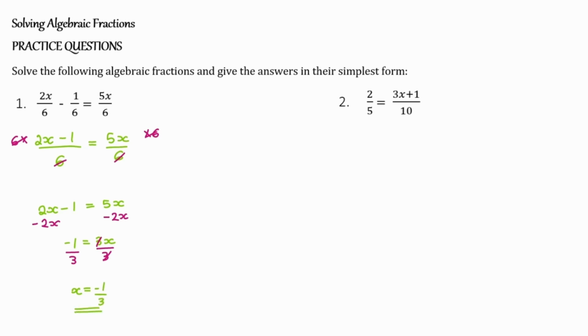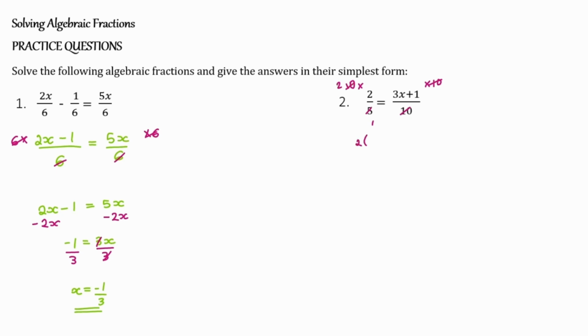And this is our final answer for number 1. For number 2, we have 2 over 5 is equal to 3x plus 1 over 10. So the first thing we can do is multiply both sides by 10 to get rid of the numbers from the denominator. So the 10s cancel out on the right-hand side, and on the left-hand side we can simplify the 5 with the 10. 5 divided by 5 is 1, and 10 divided by 5 is 2.